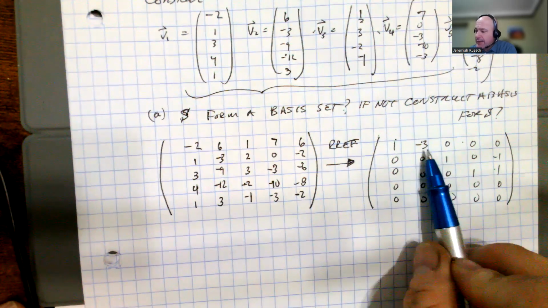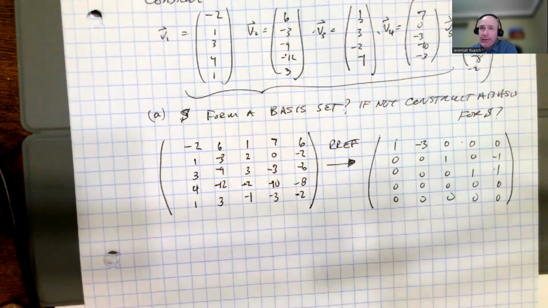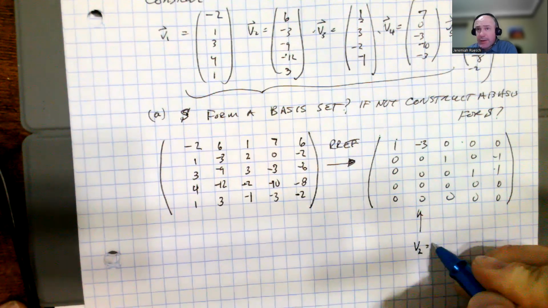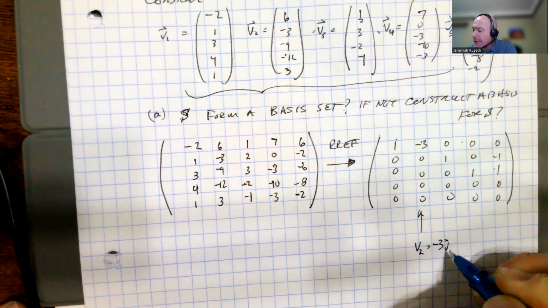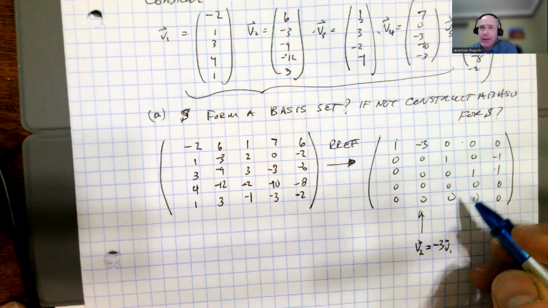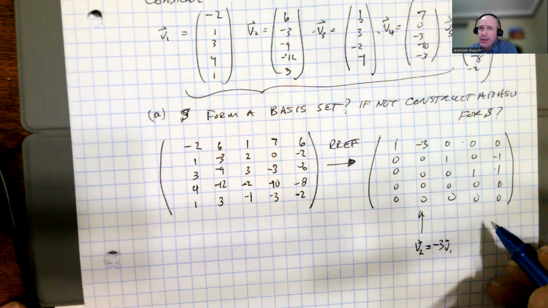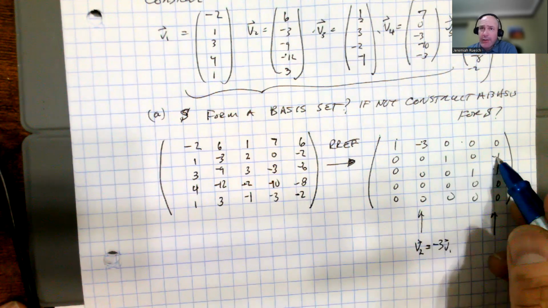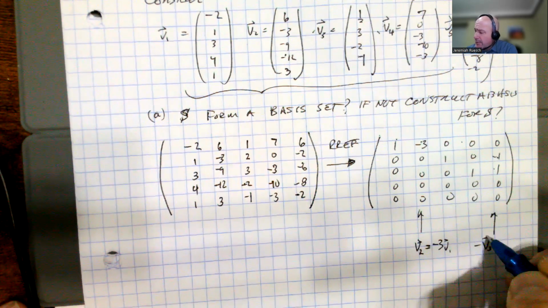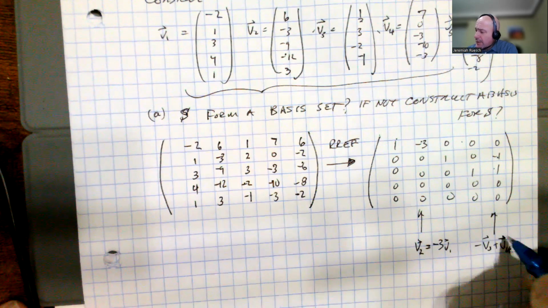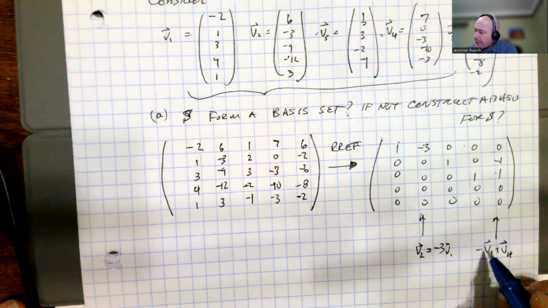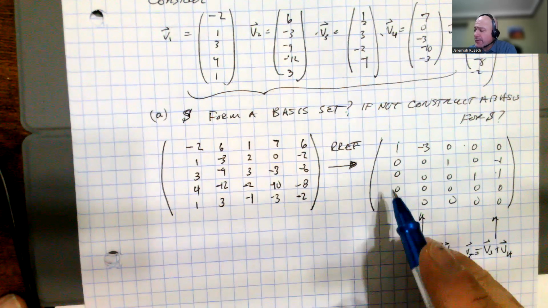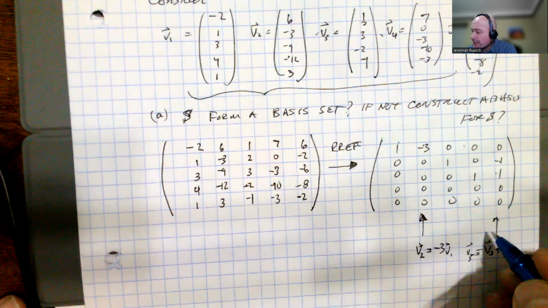And in fact, you can see that V2 is really negative 3 V1, so that's a linear combination. And it looks like V5 can be written as negative V3 plus V4. So V2 and V5 are both linear combinations of the other vectors in the set.